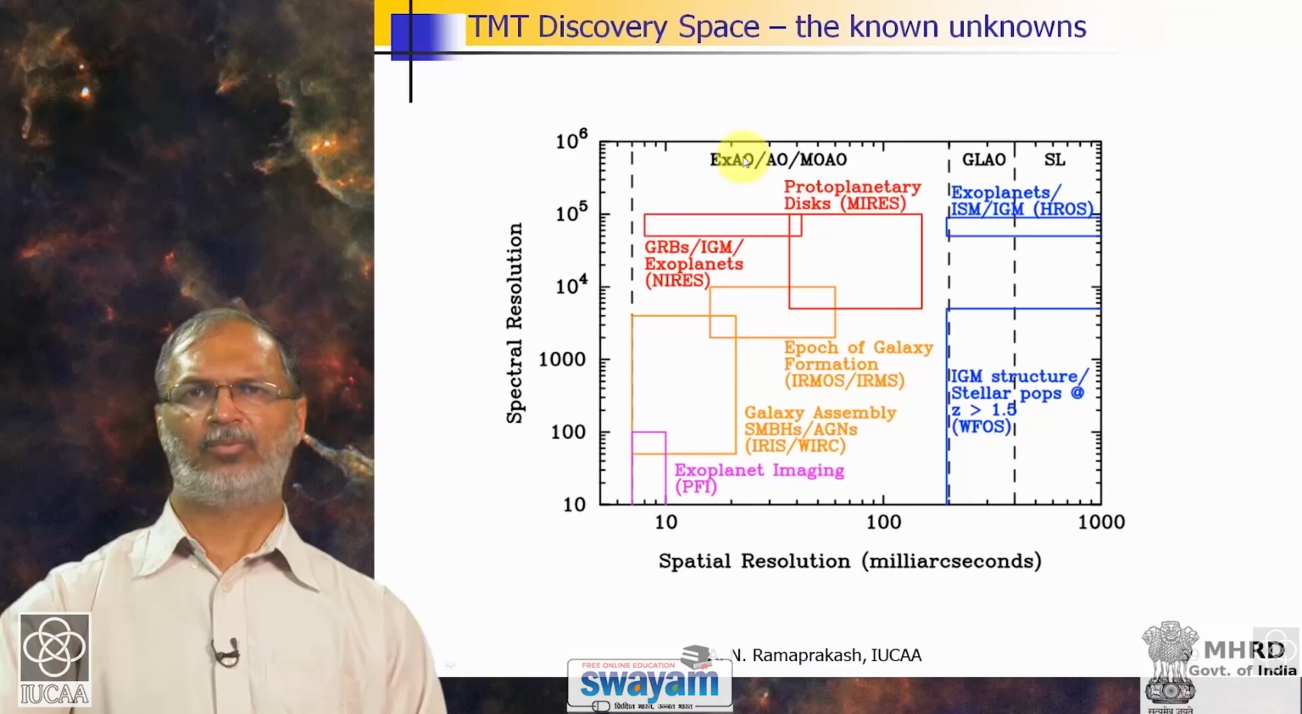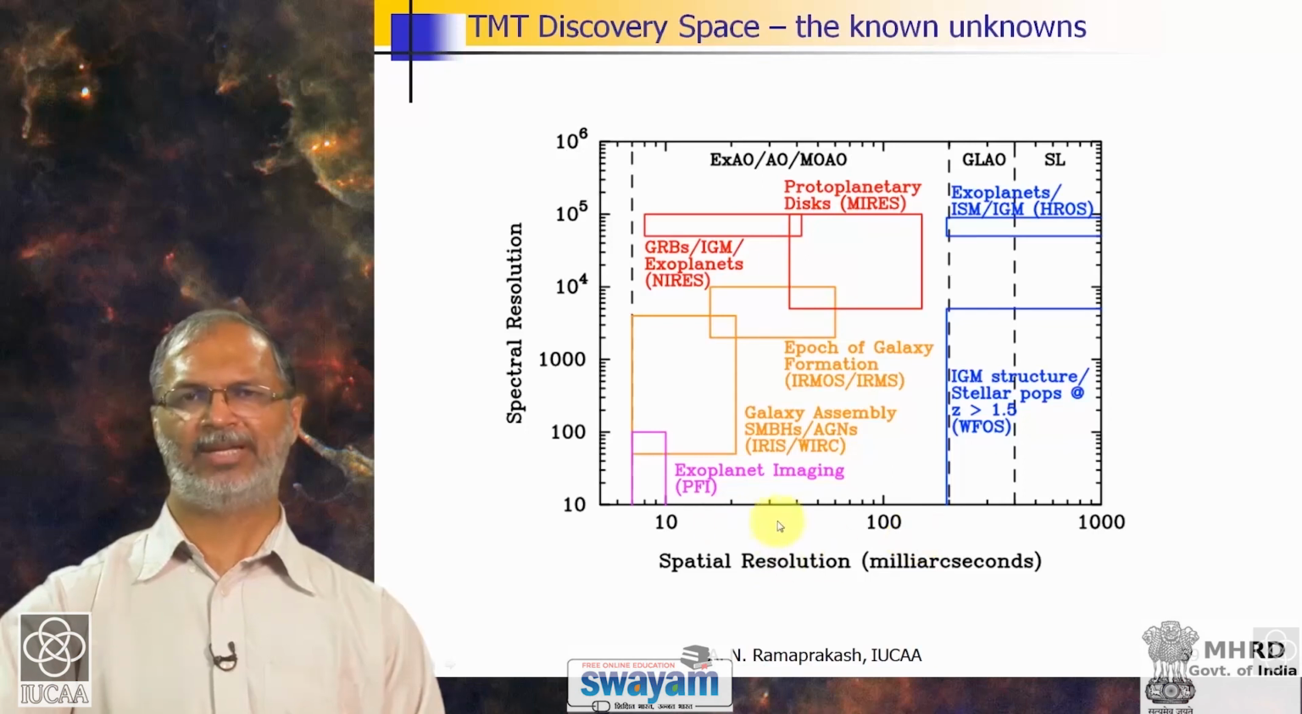So, what we are trying to do here is to understand what is the discovery space in astronomy. One way of understanding it is to see, with a suite of instruments and a telescope like this, what kind of angular resolution can you get, what kind of wavelength resolution can you obtain, and are they enough to study all classes of objects in the sky.